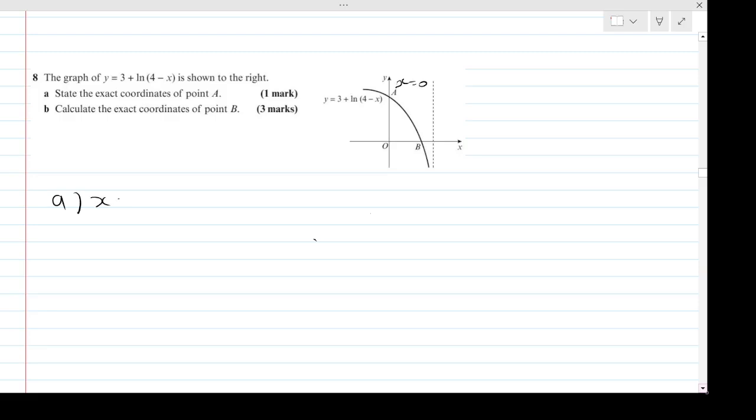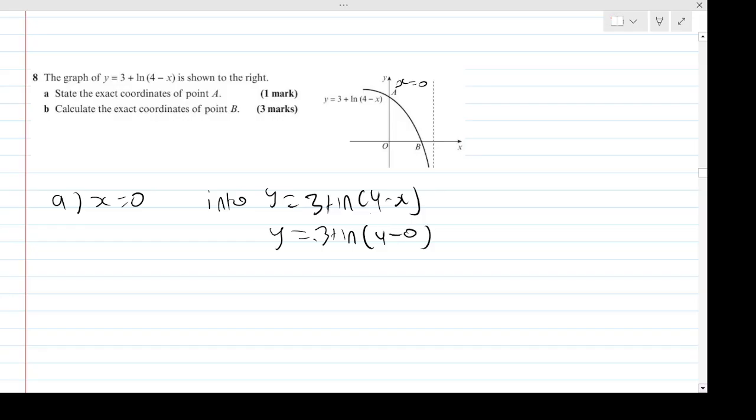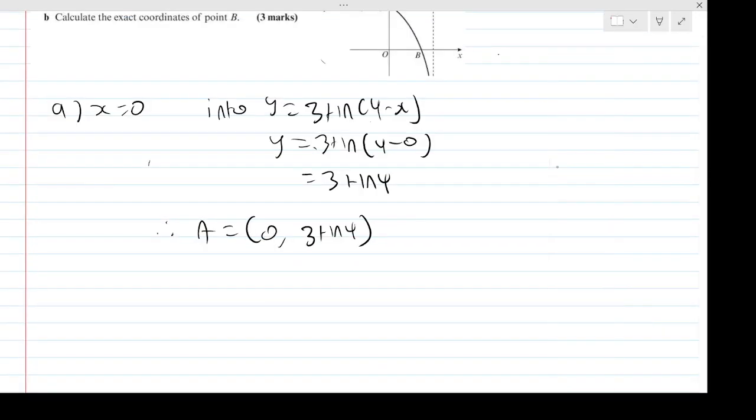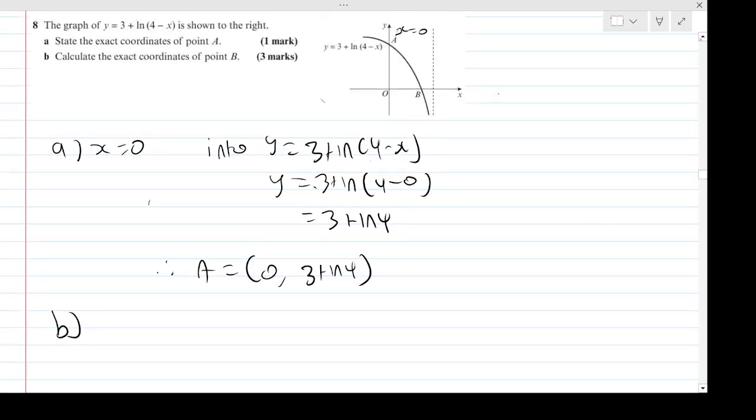So if I set x is 0 into y, the curve y is 3 add ln of (4 minus x). Well, then that'd be y is 3 add ln 4, right? 4 take away 0 is just 4. And that's the exact coordinate then. So that's the y-intercept. So that means the coordinate A is (x, y), but x is 0, y is 3 add ln 4.